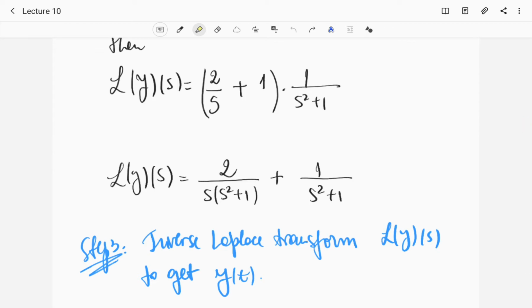Again, we started with an ODE with the function y of t as the unknown function, the function that we want to find, which is the solution of the equation. Since we want to apply the Laplace method to find the solution, we Laplace transform the ODE and we get this expression for the Laplace transform. And now we want to recover this y of t. So we have to inverse Laplace transform this expression.